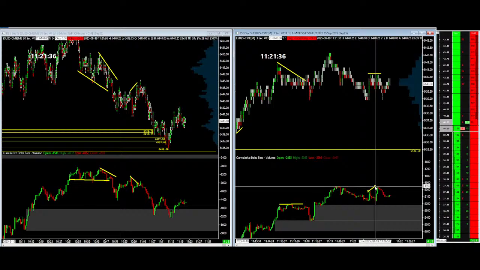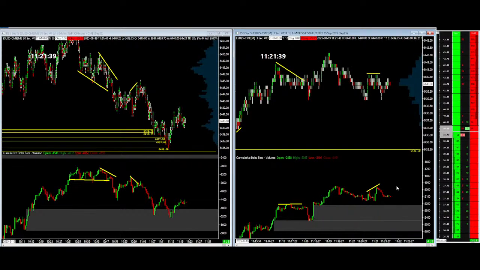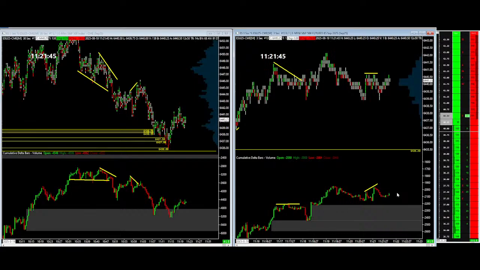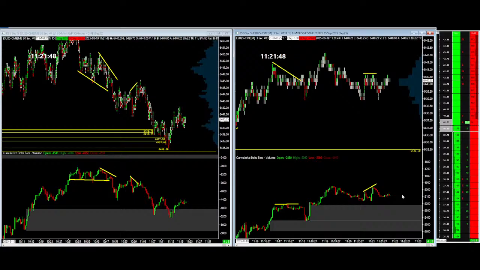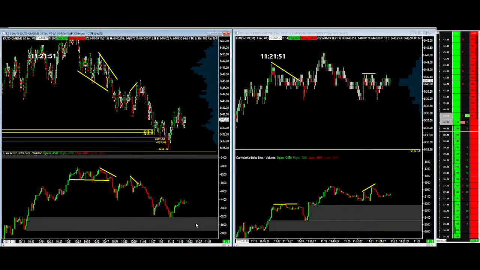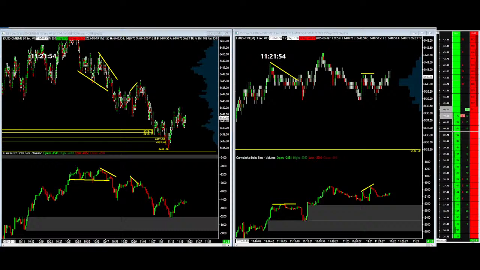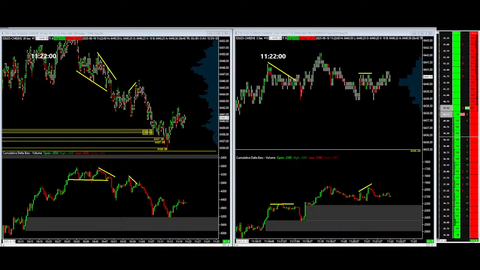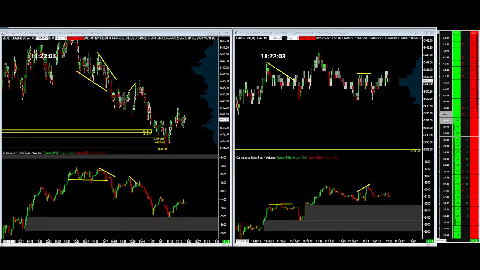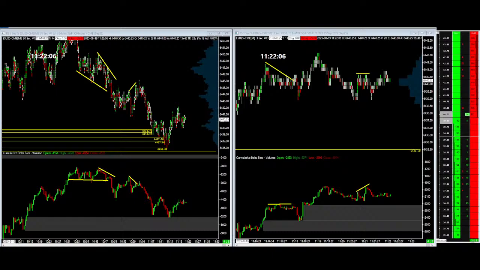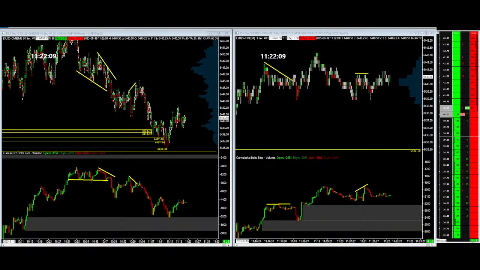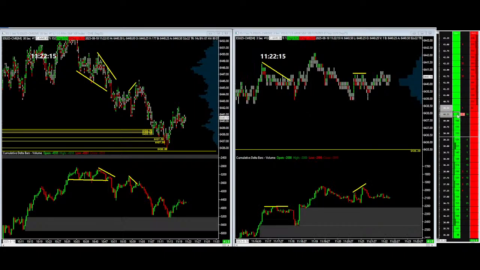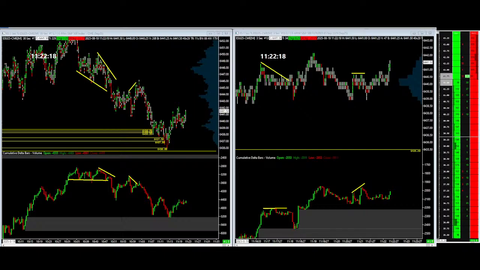So match it. So it's holding. Let's see if they break it. Now they're spoofing it up. They might break it. They're messing with it. So I would tell you to go long. Oh, I just got squeezed.